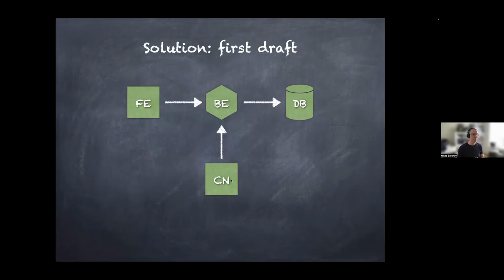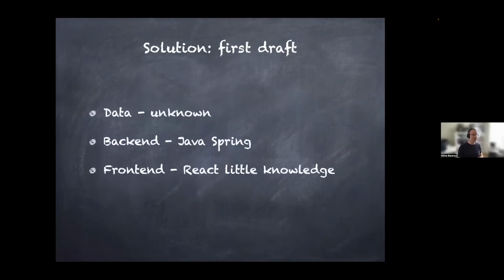So this is Coding Nomads. I have to somehow get the data into the backend, save it to the database, and then the front end shows it when it needs to. All right, so that's a rough outline. Now, what to do next?